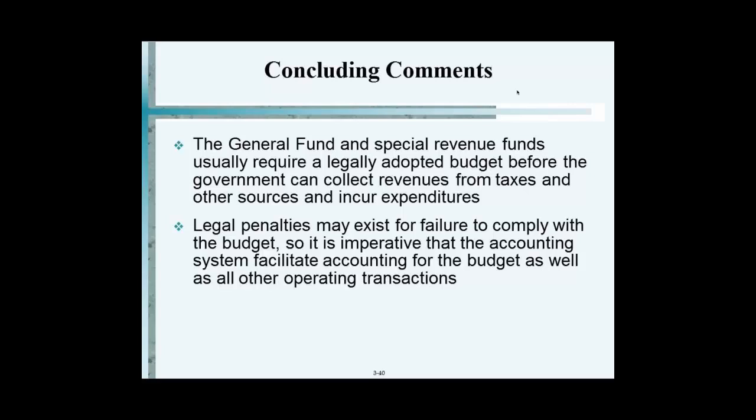We looked at the different types of budgetary accounting, the different types of budgetary accounts, rather: expenditures, estimated revenues, appropriations, encumbrances. We looked at other financing sources and uses. We looked at the format of the statement itself, and we looked at some of the journal entries, more specifically, one to record the budget and the other to record an encumbrance. So, any questions? That wasn't that difficult, right?